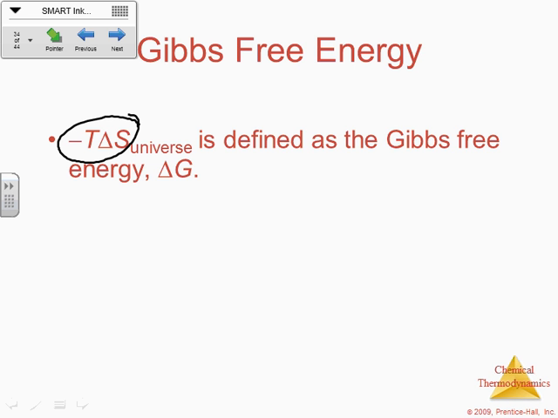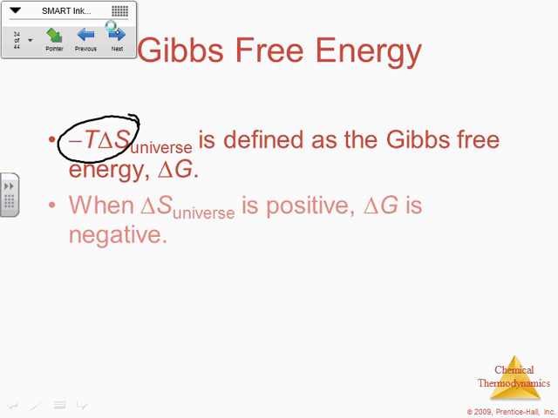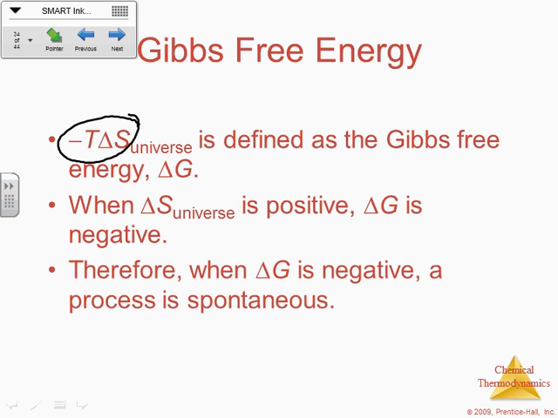So ultimately, if your delta G is positive, then that means it's not a spontaneous process. If your delta G is negative, then it is spontaneous. Okay? So when the delta S of the universe is positive, delta G is negative. So that means when delta G is negative, a process is spontaneous. Okay?